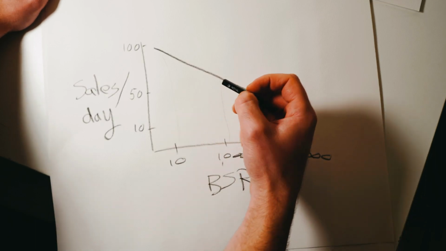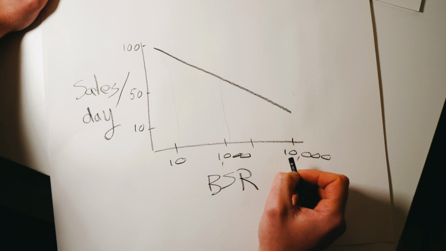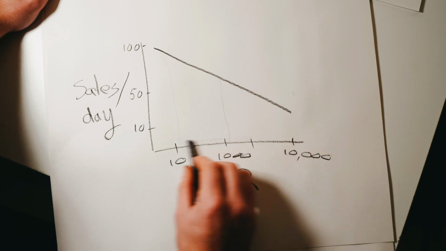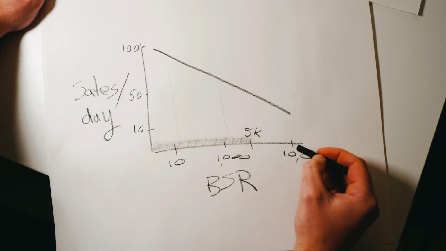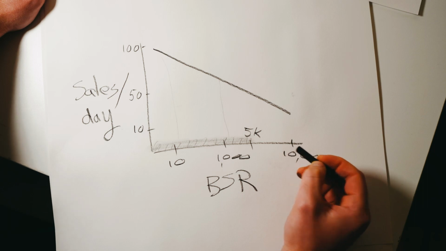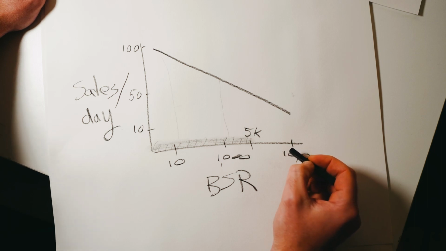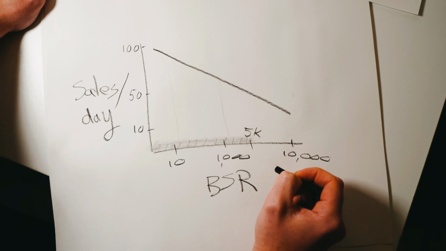Now, in my opinion, anything with a BSR less than, say, 5,000 is really good. This is a really good range to be in over here. In most categories, something with 10,000 BSR or less is still selling multiple times a day. So this is still really good. However, less than 5,000 is great for pretty much any category, a lot of sales per day.